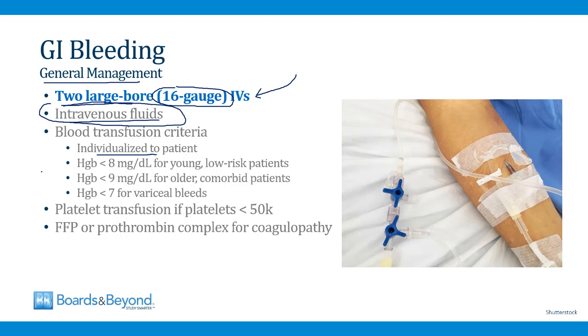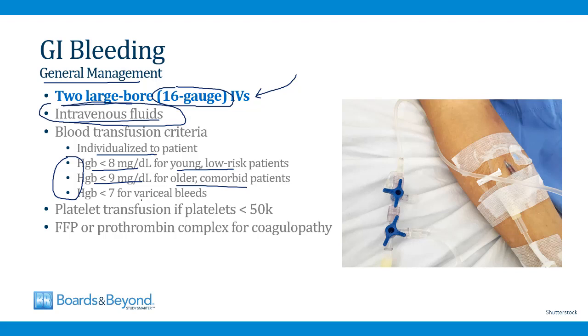For patients with slower bleeds who are stabilized with intravenous fluids, I've listed on this slide some of the commonly used transfusion criteria. For young patients who are relatively low risk for complications, usually a cutoff of 8 milligrams per deciliter for hemoglobin is used. For older patients with comorbidities like diabetes or heart disease, a higher cutoff of 9 is often used.